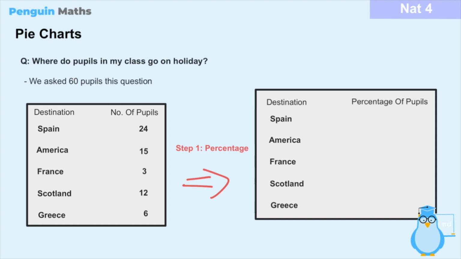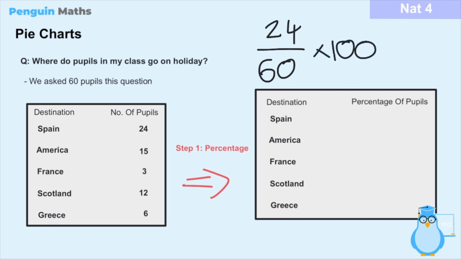Beginning with Spain, to transform this into a percentage we take the number of pupils divided by the total amount of pupils, which is 60, and then to get it into a percentage we times it by 100. Solving this with a calculator we get an answer of 40, and that means that the percentage of pupils that went to Spain is 40%. Then we can do the same thing for America by having 15, the number of pupils, over the total number of pupils, 60, and then we times this again by 100 and we get 25%.